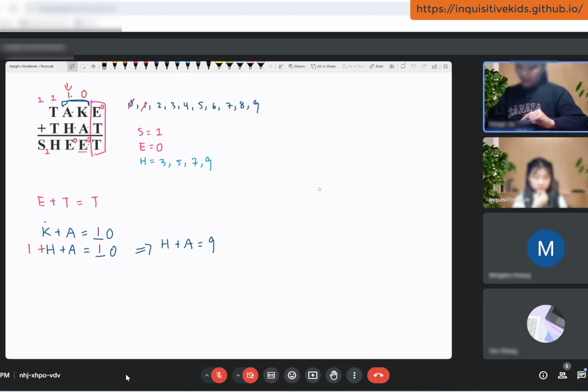And we know that h cannot equal 9 because by looking at this equation, h plus a equals 9. So h itself cannot equal 9.